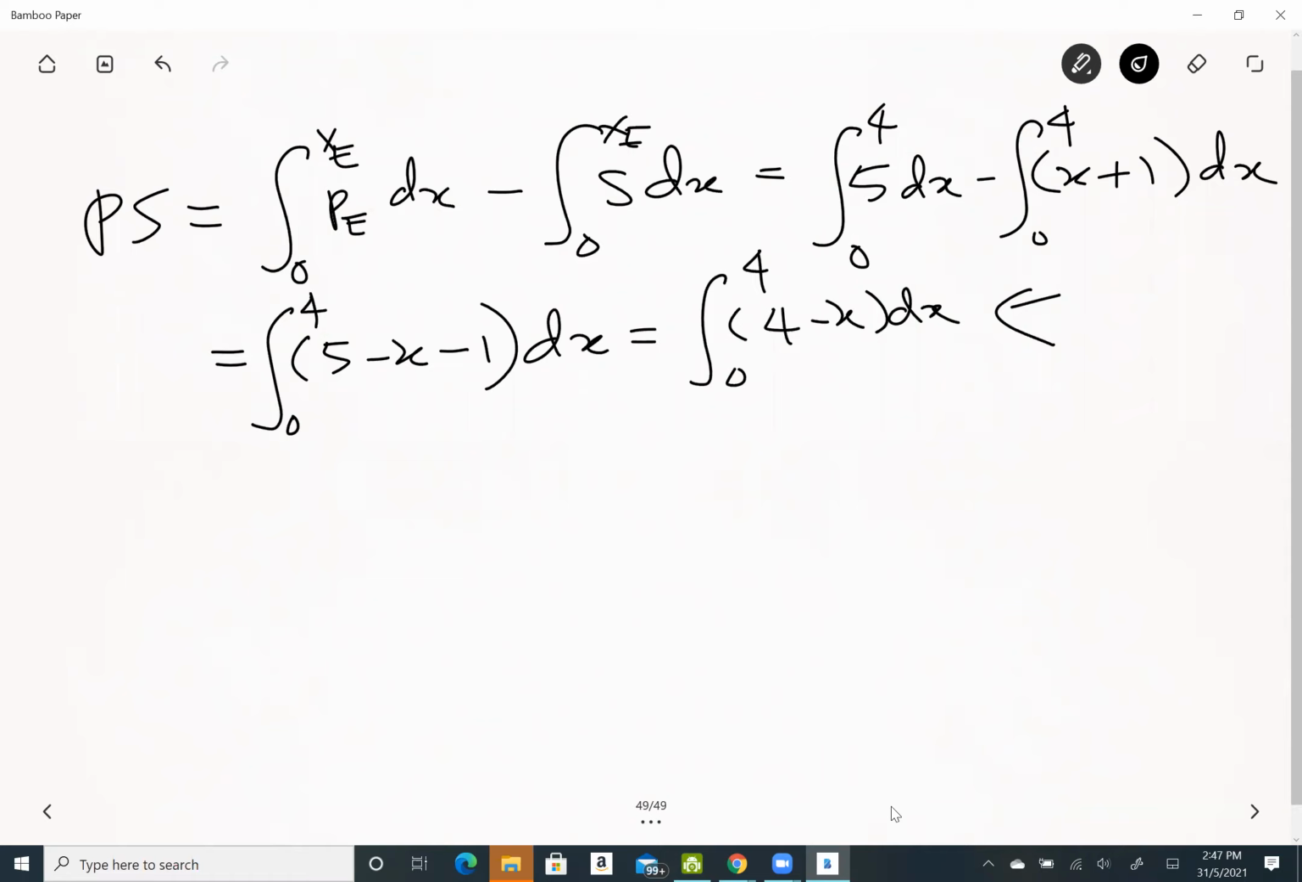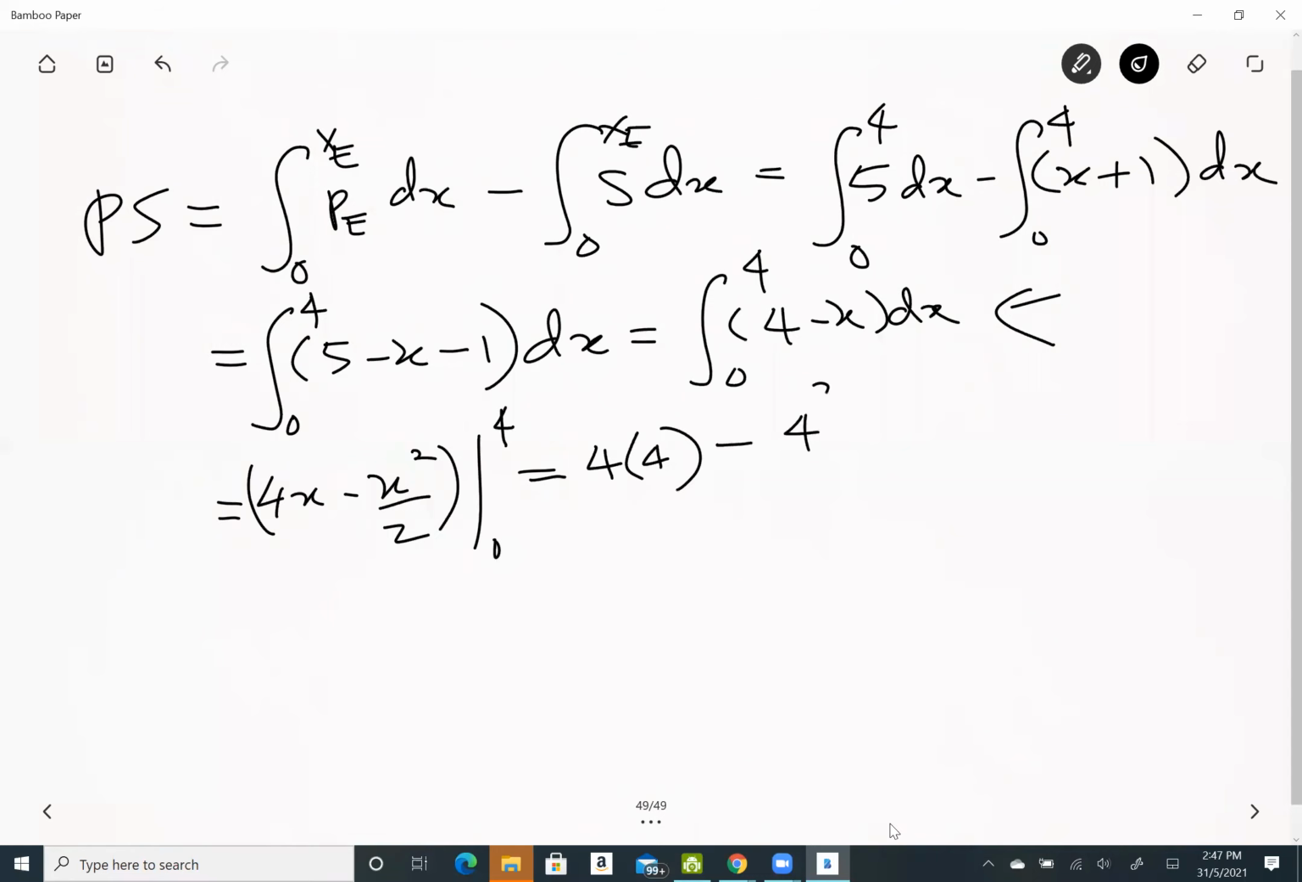So if you do the integral, it will be equal to 4x minus x squared over 2, evaluated from 0 to 4. So it will be equal to 4. Betul tak? Okay, you check. 4 times 4 minus 4 squared over 2. So when you evaluate at 4 minus, here at 0, we put 0 because you multiply.